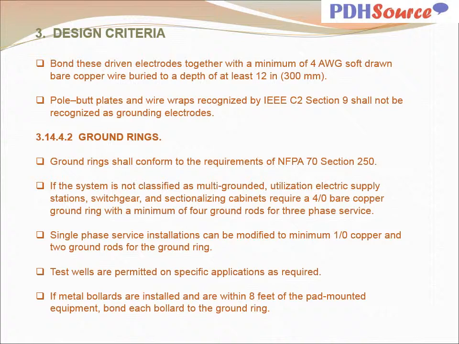If the system is not classified as multi-grounded, utilization electric supply stations, switchgear, and sectionalizing cabinets require a 4/0 bare copper ground ring with a minimum of 4 ground rods for 3-phase service. Single-phase service installations can be modified to a minimum of 1/0 copper and 2 ground rods for the ground ring. Test wells are permitted on specific applications as required.